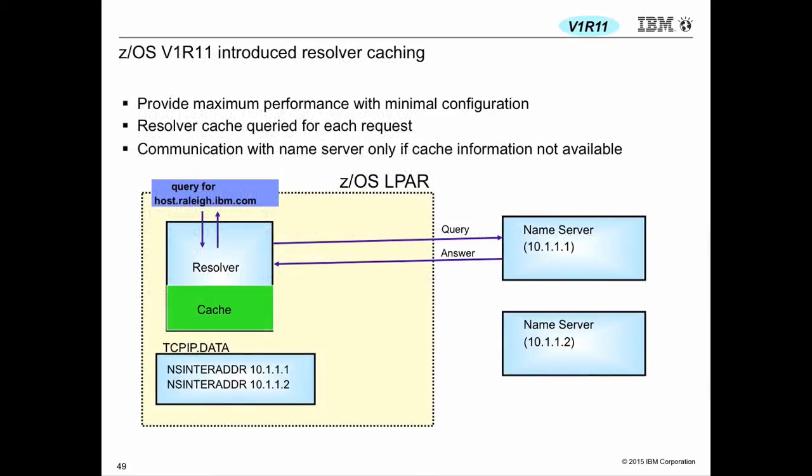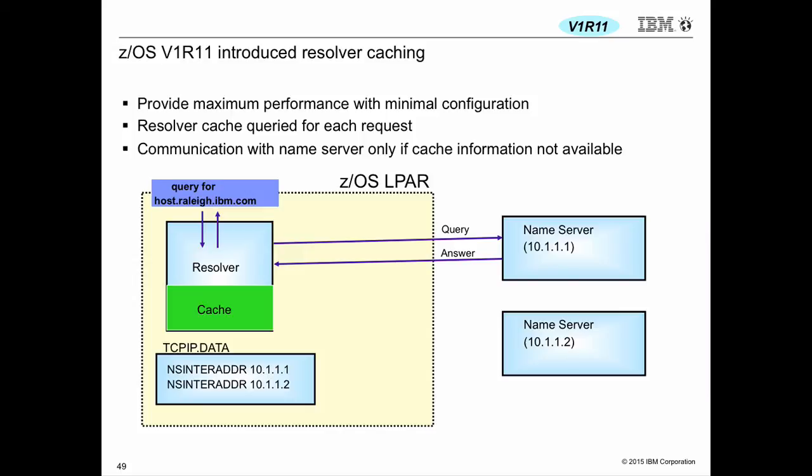Okay, to look at another function we introduced a while back, V1R11 introduced something called resolver caching, which was the idea that you did a resolver call that caused us to send a query to a name server. We got back an IP address from a host name, or a list of IP addresses, that we would cache, and we would fulfill future resolver queries for that same host name from the cache.